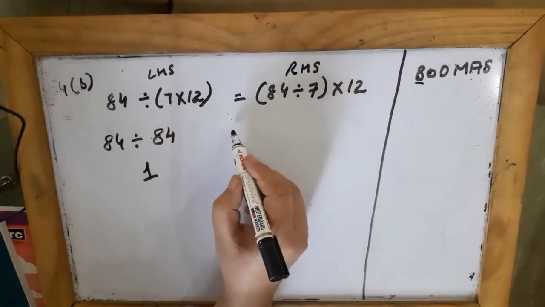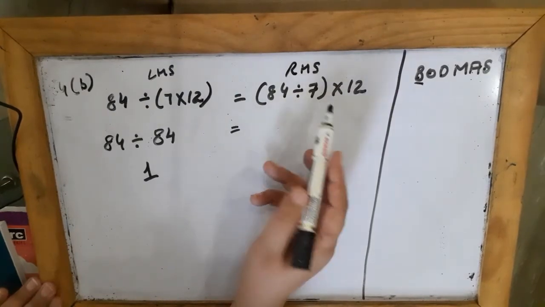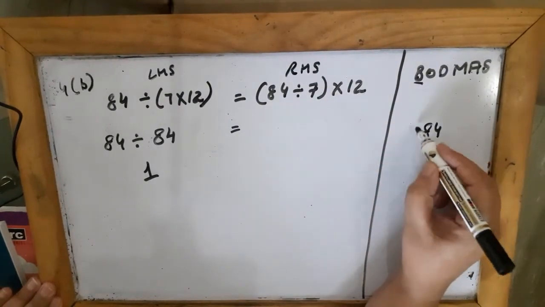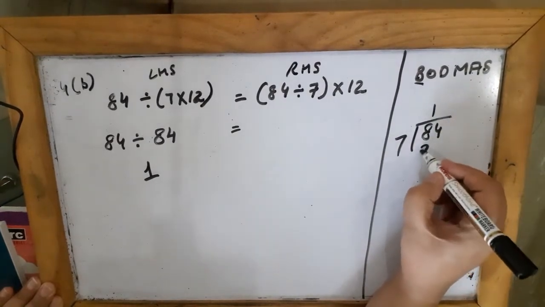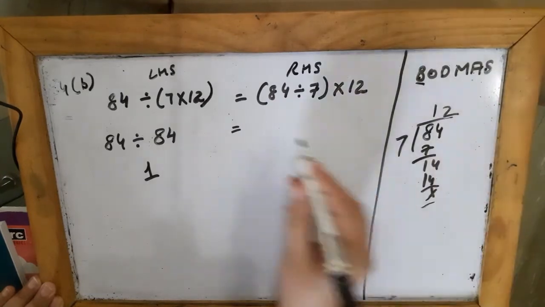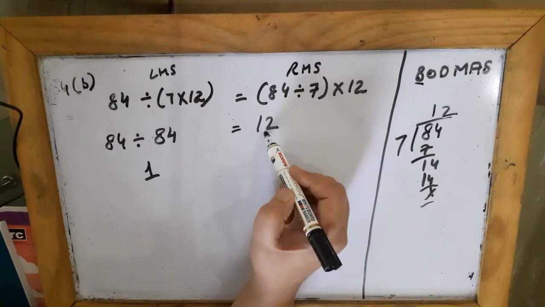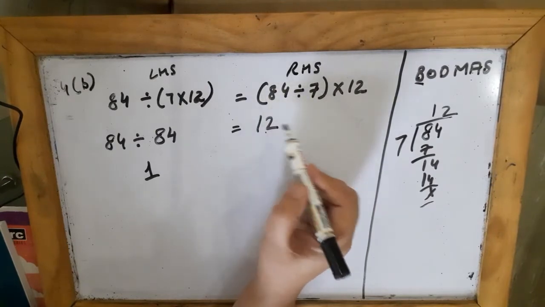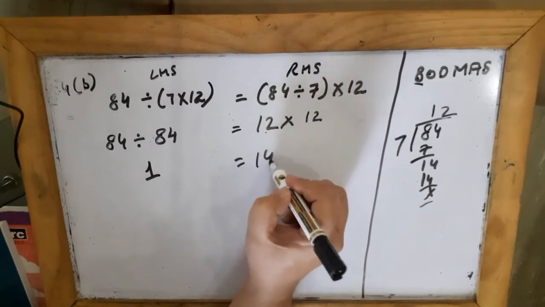Okay, now come to the next one, right hand side. So inside the bracket you can see it's 84 divided by 7. So 7 ones are 7 and 7 twos are 14. So what the answer will be? 12. And we have found the answer of 12. So I can remove the brackets. So 12 into 12. So 12 12s are 144.